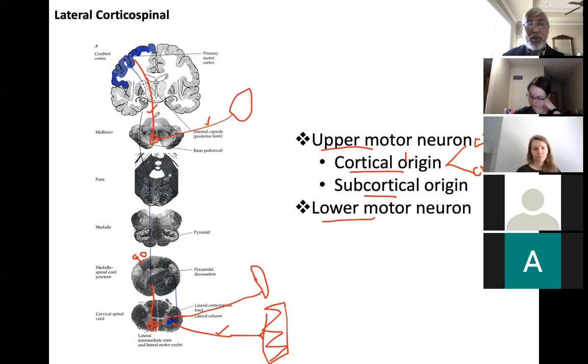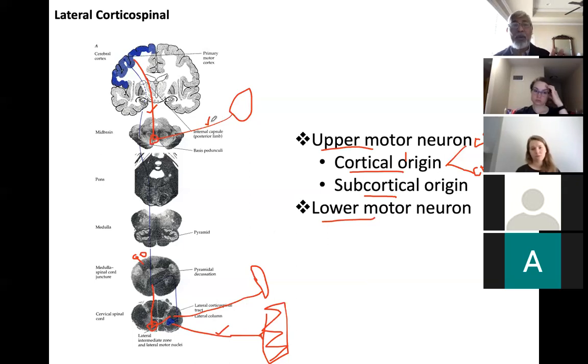So this corticonuclear is the upper motor neuron, and this nerve, the hypoglossal nerve, that is eventually going to the tongue, we call a lower motor neuron. Now, cortical origin, and there are some with subcortical origin. I will talk about them later. I don't want to get into that one. Lower motor neuron is the final neuron that is eventually innervating the muscle, right? So you see, this is the lower motor neuron, this is a lower motor neuron, this is a lower motor neuron.